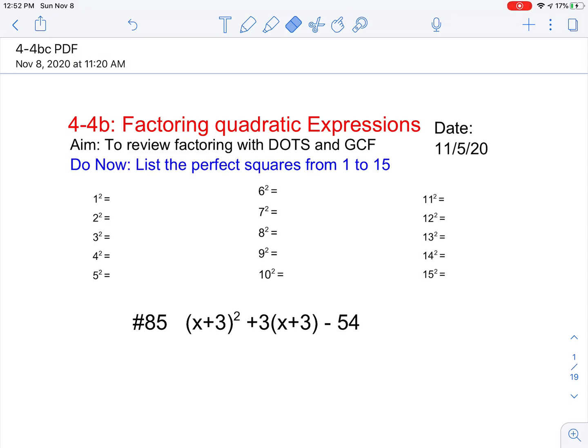Welcome to my video on 4-4, which is involving factoring quadratic expressions. Today we're going to focus on factoring by difference of two perfect squares and the greatest common factor.